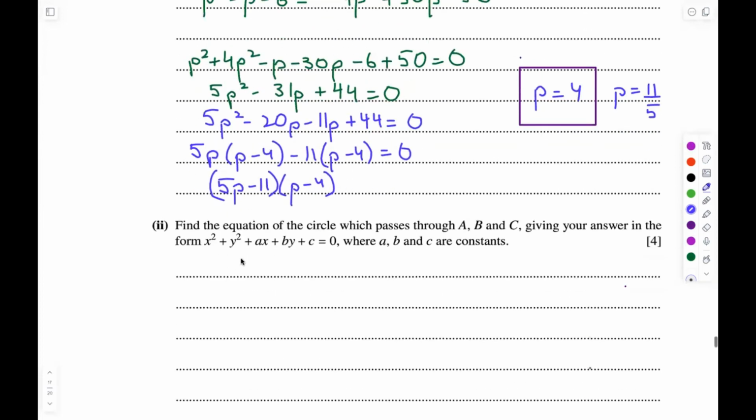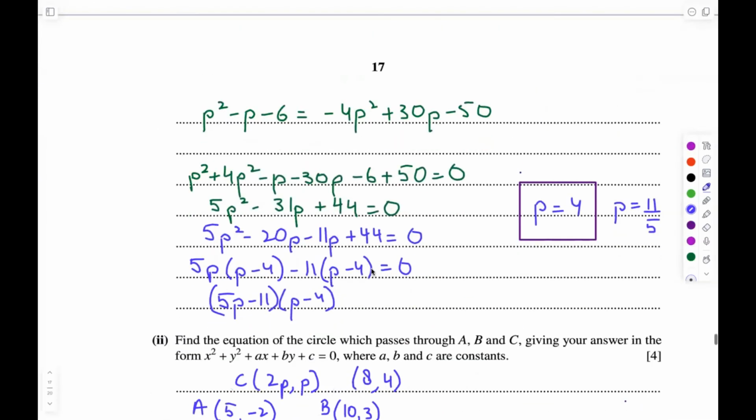So the coordinates of C, which were 2p comma p, we can now write as 8 comma 4. We already have the coordinates of A, which were 5 comma minus 2, and the coordinates of B, which were 10 comma 3. Now, from the previous part, we know that the lines are perpendicular to each other.